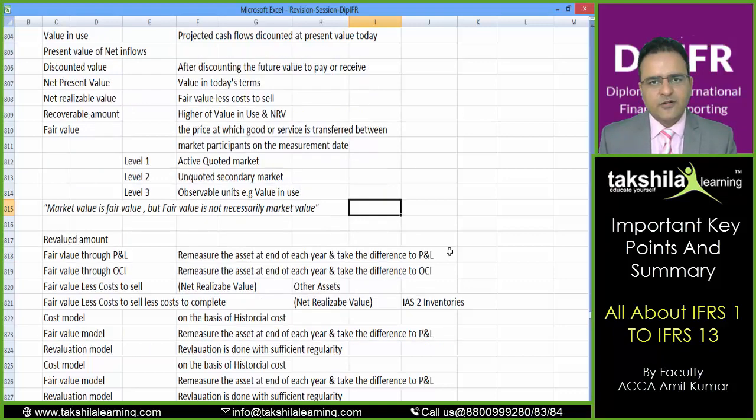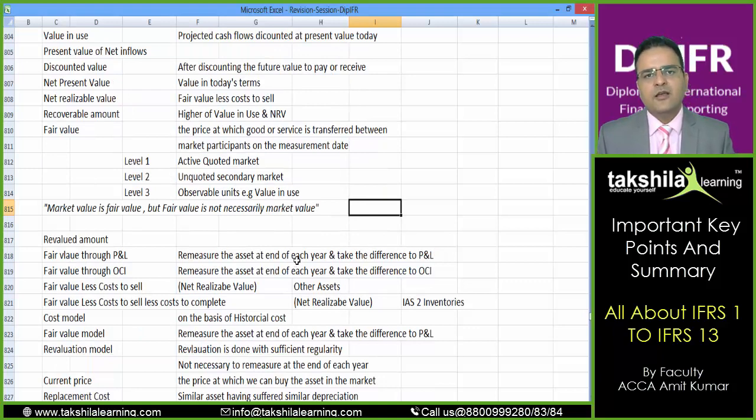So what is the difference between the two? Why is there a new name? Because revaluation is not necessarily done at the end of each year. If something is measured at revalued amount, it is not required to be remeasured at the end of each year. If something is measured at fair value through P&L, fair value through OCI, fair value less cost to sell.